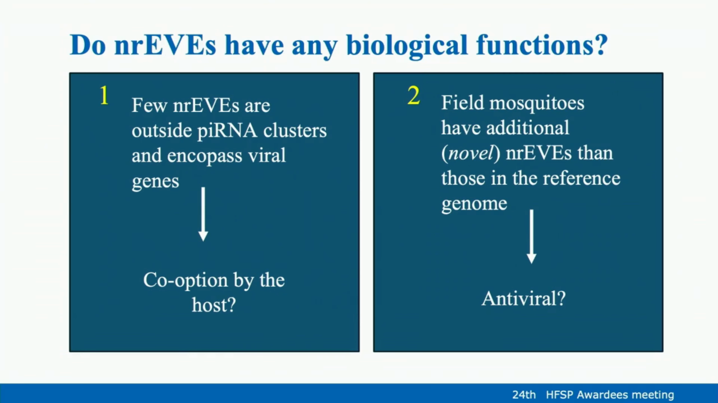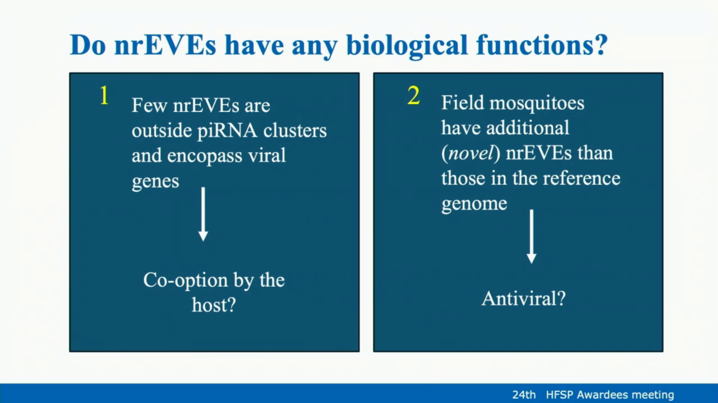And I told you that these viral integrations are enriched in piRNA clusters, but we saw also some which are not in piRNA clusters. And the ones that are not in piRNA clusters, we observed that they are fragmented sequences, but they span a complete viral open reading frame, a complete viral gene. And so the hypothesis is that they can have been co-opted by the host for immunity functions, like it has happened for integrations from other viruses, and this is something that has been already observed.